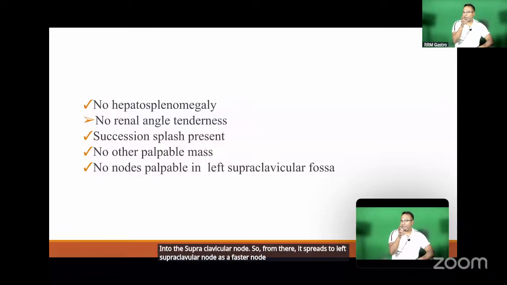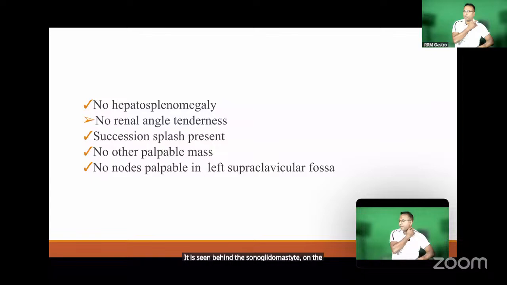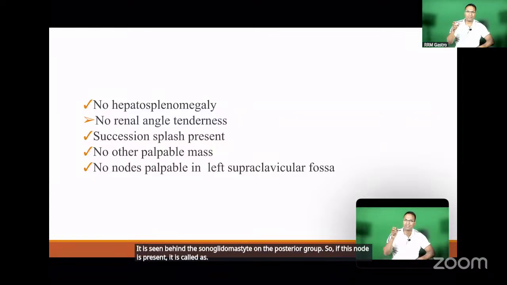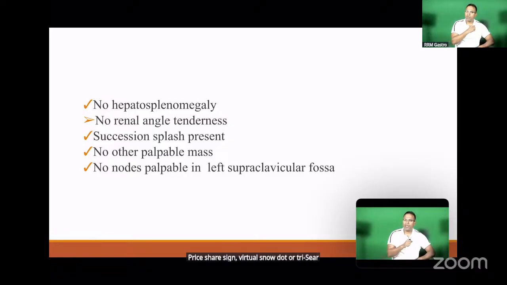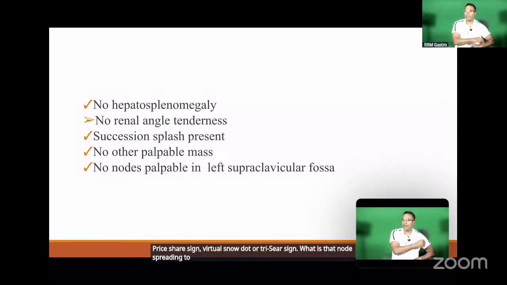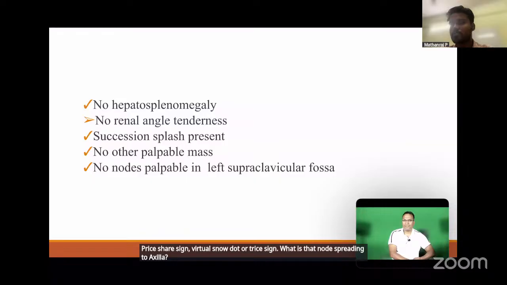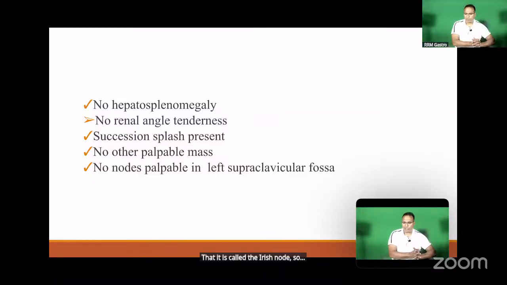The left supraclavicular node is a posterior group node, a level 5 node on the left side. Please remember, it is not anterior. It is seen behind the sternocleidomastoid, in the posterior group. If this node is present, it is called Troisier's sign, Virchow's node or Troisier's sign. What is the node spreading to the axilla? Sir, it is called the Irish node, sir. Yes, there is no Irish node palpable, no? Yes, sir, there is no Irish node palpable.